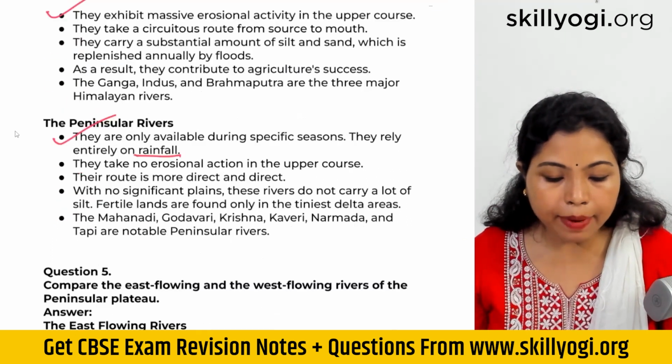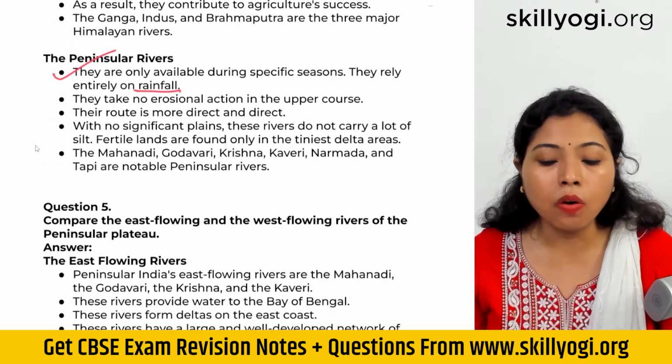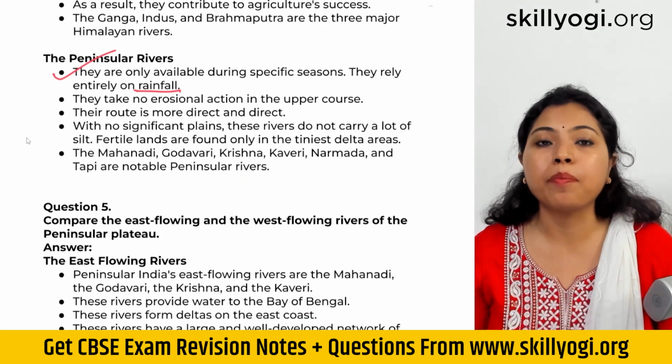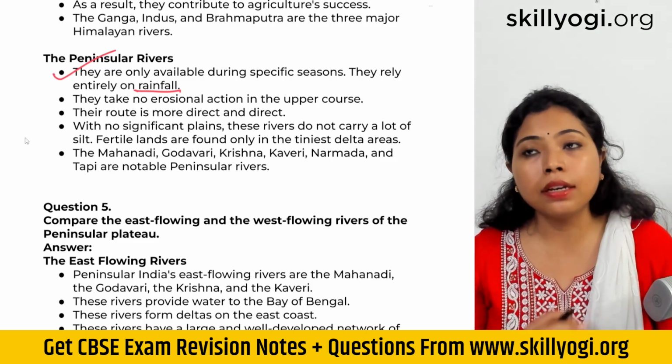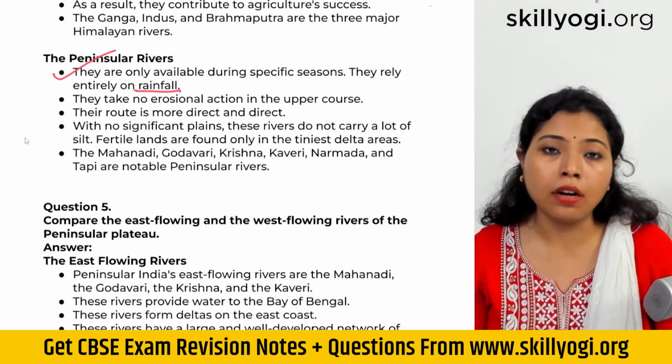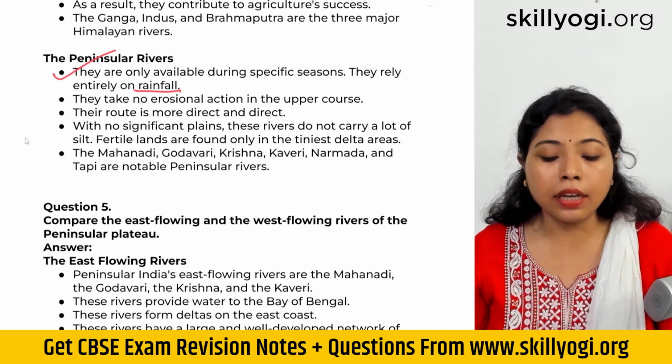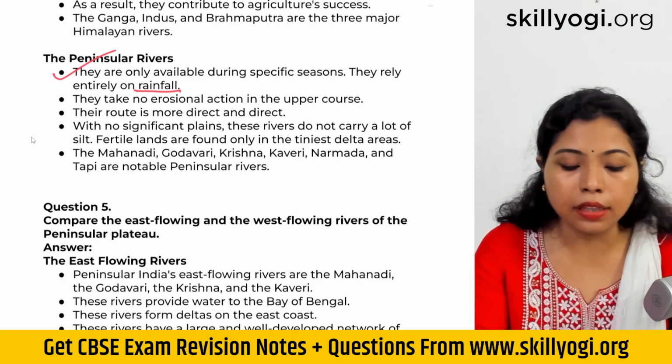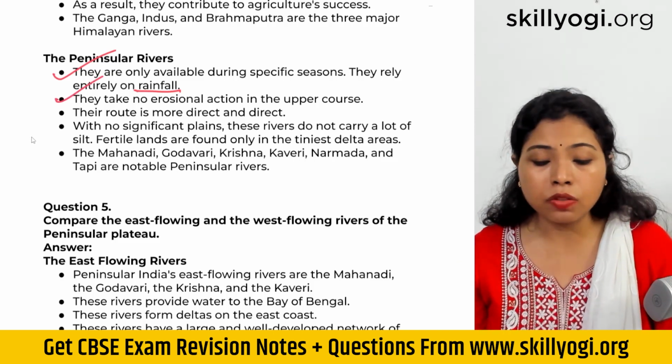But for Peninsular rivers, they take no erosional action in the upper course. As the Peninsular rivers do not carry so much water, there is no erosional action in the upper course of the Peninsular rivers.